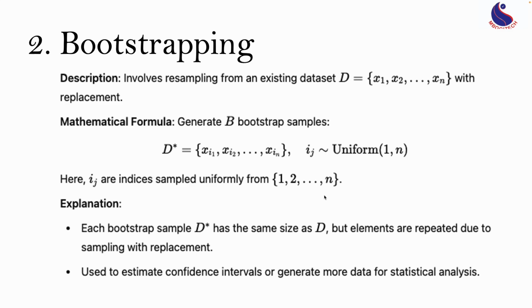And this is the mathematical method of using it. You can see that you have a data set D that consists of x1 to xn, and you can resample to get your data set D asterisk using uniform or any other method here. But what I was saying is that each bootstrap sample D asterisk has the same size as D. So you see why we say the structure is confined to the existing structure, but elements are repeated due to sampling with replacement, and it is used to estimate confidence intervals or generate more data for statistical analysis.